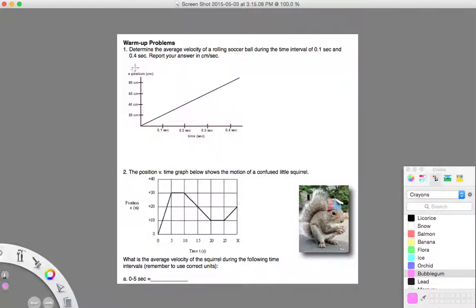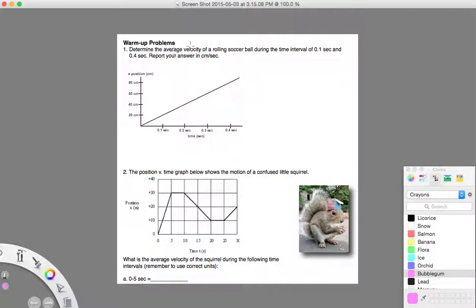The first part says determine the average velocity of a rolling soccer ball during the time interval 0.1 second and 0.4 second. Report your answer in centimeters per second. Okay, so this is centimeters. That's our position right here. If it was in meters, we could convert this. I hope you could convert that. We are going to go through some more conversions later and how to do conversions a little bit more explicitly. But for now, we're safe. We're in centimeters and we're in seconds.